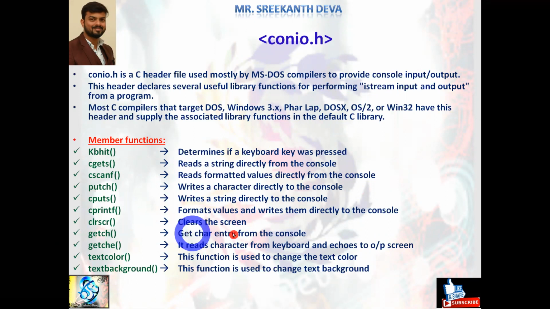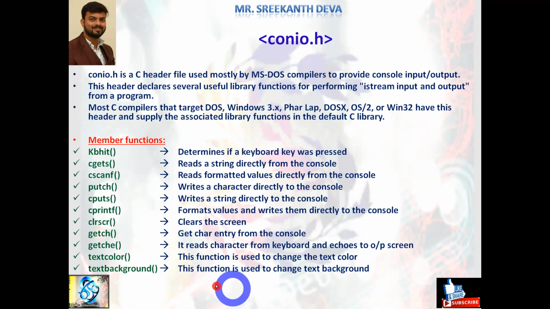So we generally use the clrscr function when we are working with console editors, to clear the output screen. The getch function gets a character entry from the console; it reads a character from the keyboard and echoes the output to the screen. Textcolor is used to change the text color in the output. Textbackground is used to change the text background. We can print different text colors and backgrounds using these functions.